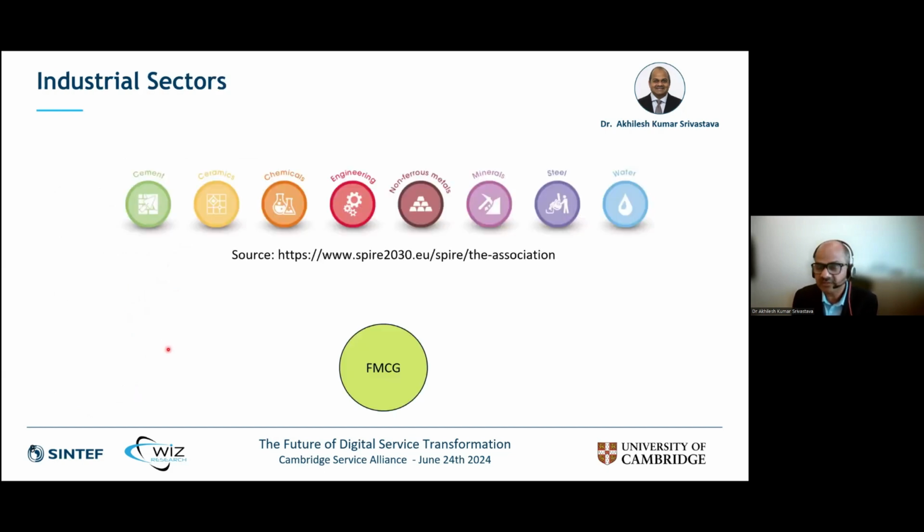In the next few slides, I will provide some introduction of the projects we are currently working with. In these projects, we can categorize our industries into two categories. FMCG, fast moving consumer goods, for example, food, cosmetics, detergent, etc. These kinds of industries, my colleague Chandana will talk about. And I will talk about these industries which we can call not so fast moving consumer goods. For example, cement, ceramics, chemicals, engineering, non-ferrous metals, minerals, steel, and water processing in a way.